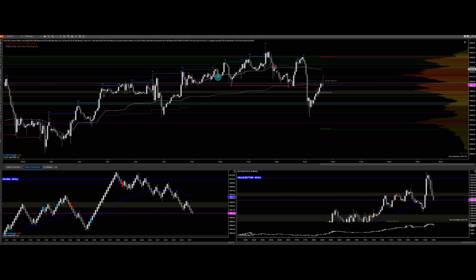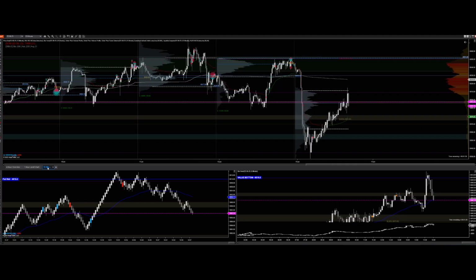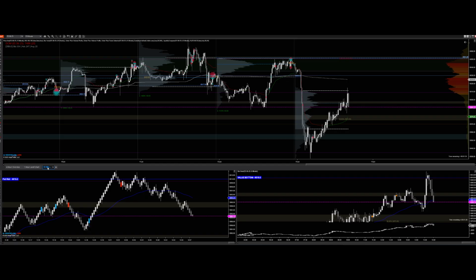This is a nice spot. This 92 area, we got a lot of selling absorption right here. Let's see how that develops. And we push through.